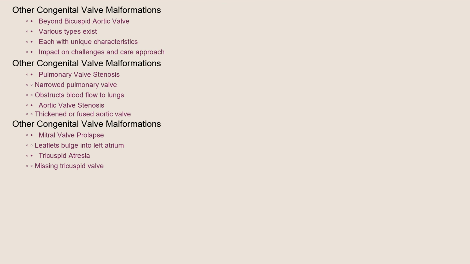While we've focused on bicuspid aortic valve, other types of congenital valve malformations exist, each with its own characteristics. These include pulmonary valve stenosis, where the pulmonary valve is narrowed, obstructing blood flow from the heart to the lungs; aortic valve stenosis, caused by a thickened or fused aortic valve; mitral valve prolapse, where the mitral valve leaflets bulge back into the left atrium; and tricuspid atresia, where the tricuspid valve is missing. The specific type of malformation determines the challenges and approach to care.